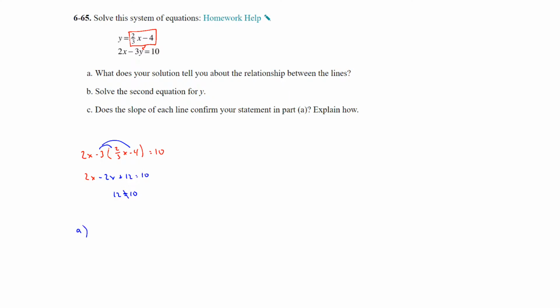Well, because the x's cancel out, we do know this is a special case. And since there are no solutions, the only way you can have two lines that do not intersect is if they are parallel. So what does the solution tell you about the relationship of the lines? We know that the lines are parallel.